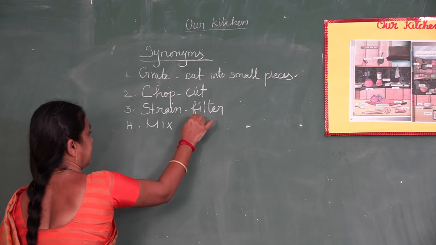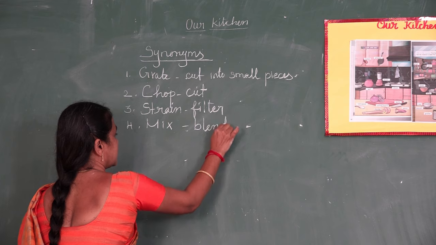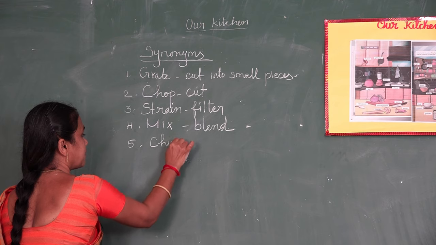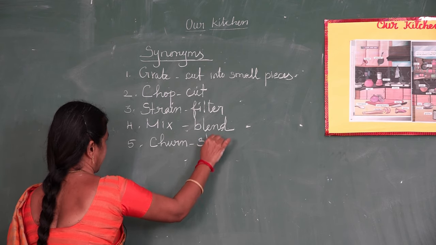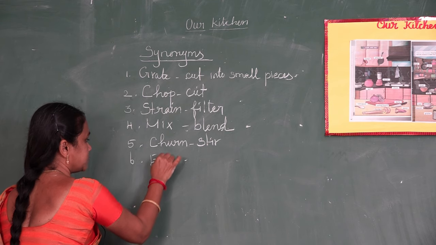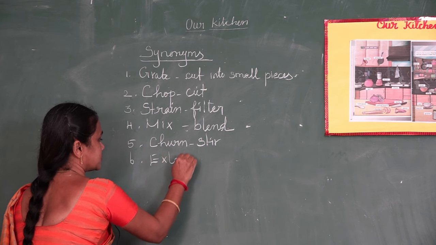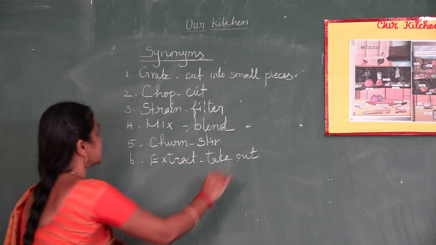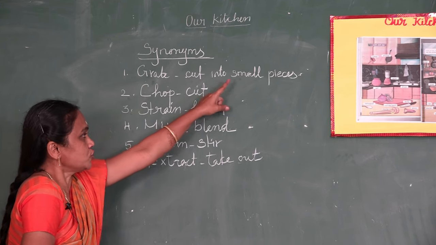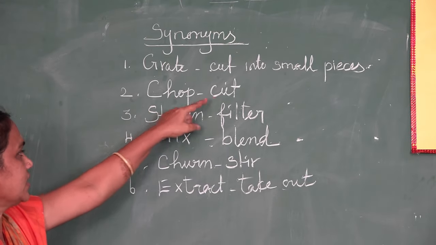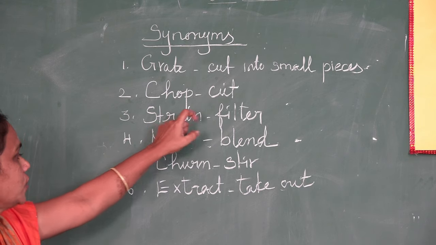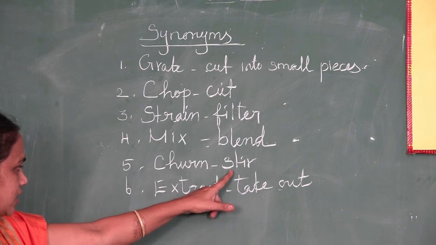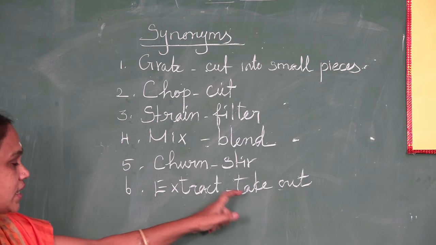Mix. Blend. Churn. Stir. Extract. Take out. Grate: cut into small pieces. Chop. Cut. Strain. Filter. Mix. Blend. Churn. Stir. Extract. Take out.